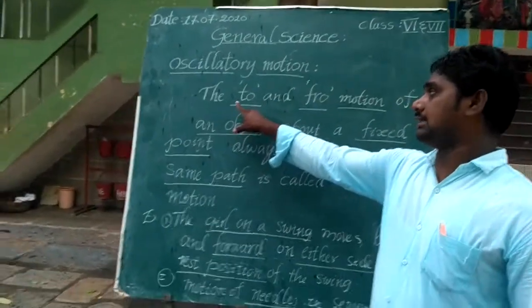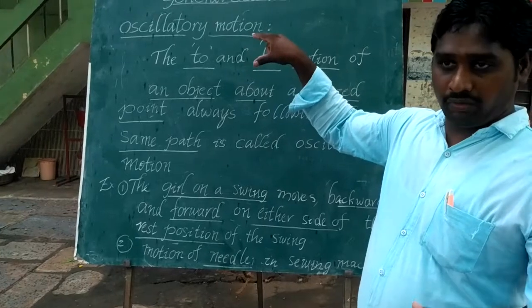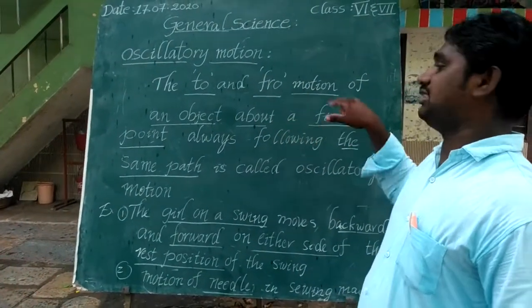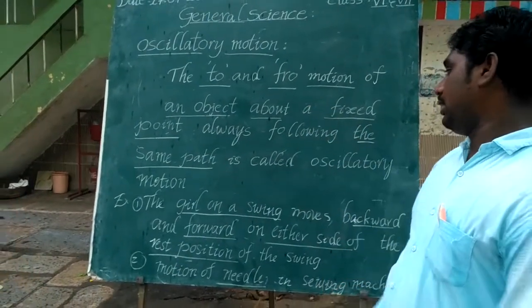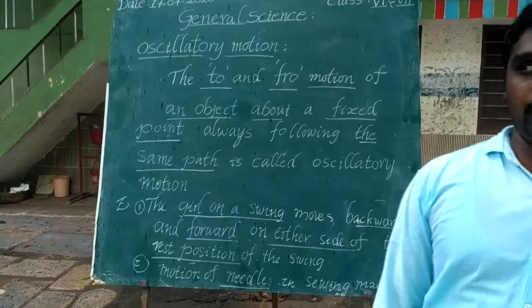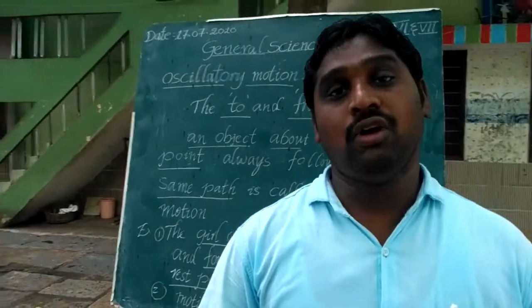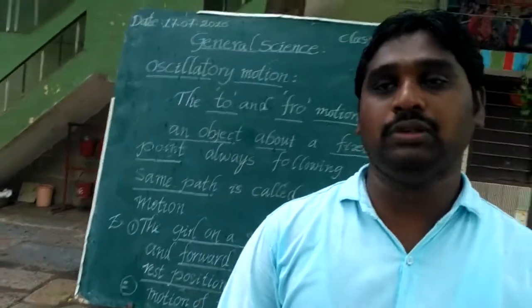Once again, students, what is oscillatory motion? Oscillatory motion is the to and fro motion, that means forward and backward, of an object about a fixed point, always following the same path. And also the motion of the pendulum in a wall clock is an example of oscillatory motion.